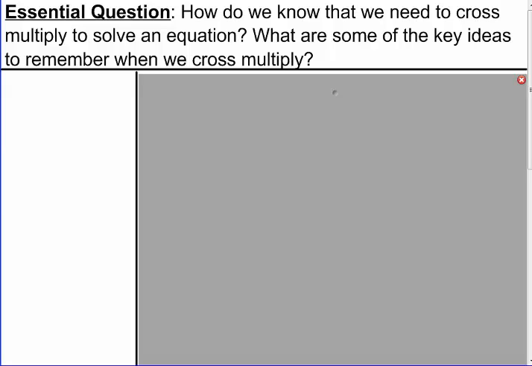Right, our essential question for this lesson is how do we know that we need to cross multiply to solve an equation? What are some of the key ideas to remember when we cross multiply? So there's going to be a lot of vocabulary in here. I didn't list them up at the top, but we'll define them as we go.